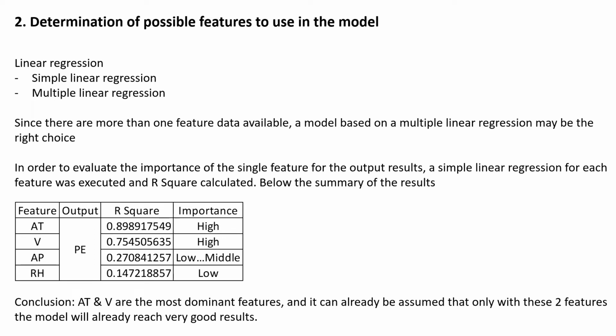The most important point here, as defined in my conclusion, is that 2 parameters, that means temperature and vacuum, are the most dominant features, and it can already be assumed that only with these 2 features the model will already reach very good results.